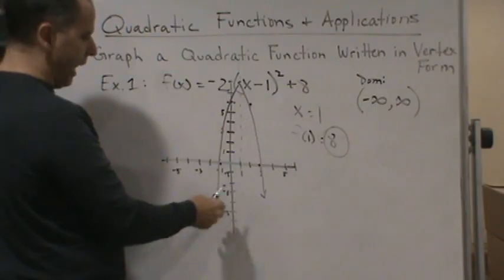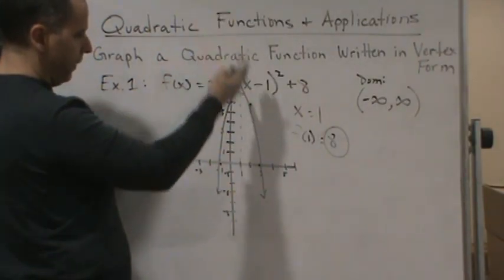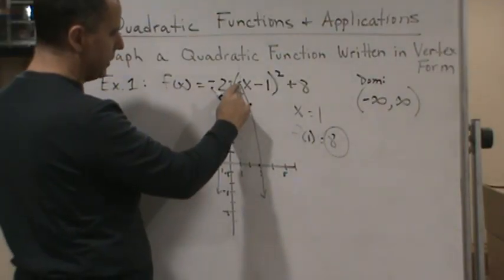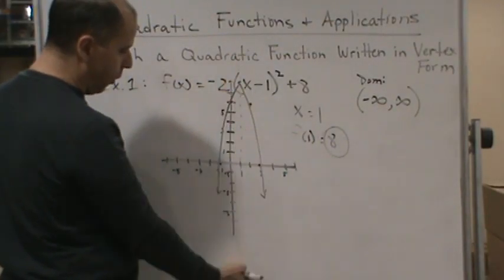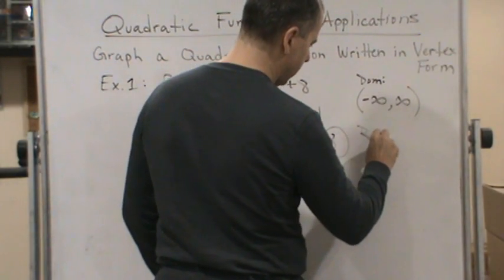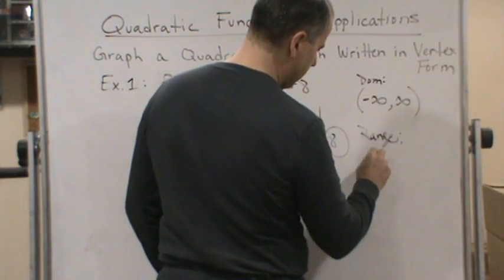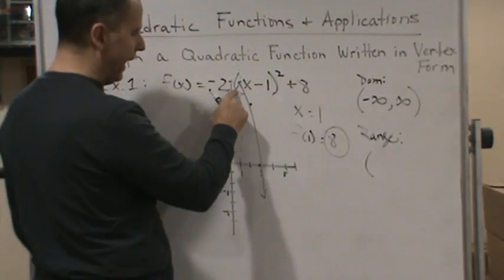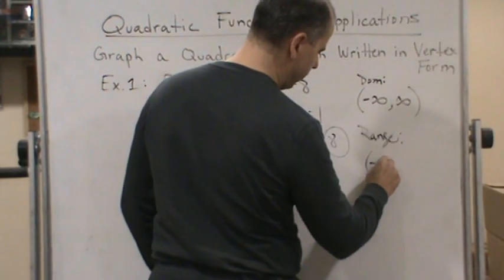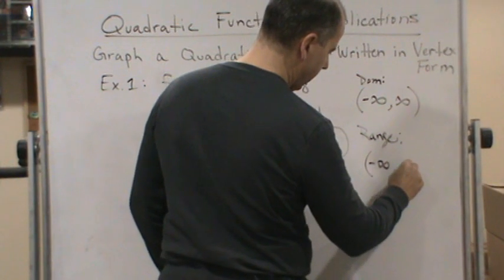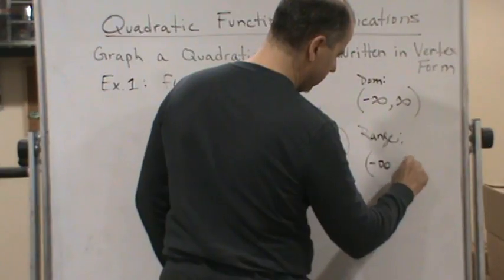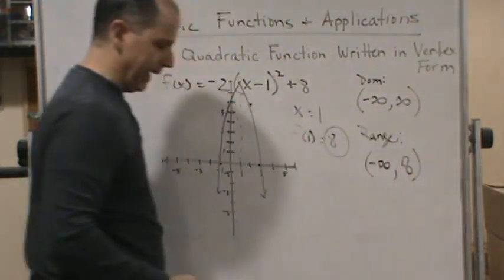Now because there's no restrictions on the domain, we can see that there's also no restrictions on the range. Even looking at the graph, the range is going to be restricted because the maximum value is at 8, but there's no minimum value. So in this case, the range is going to go from negative infinity, and the maximum value is going to be 8.